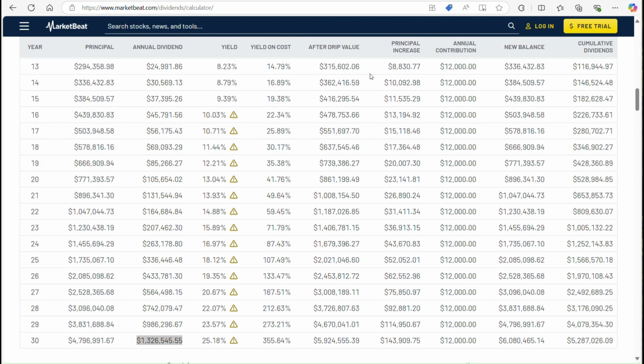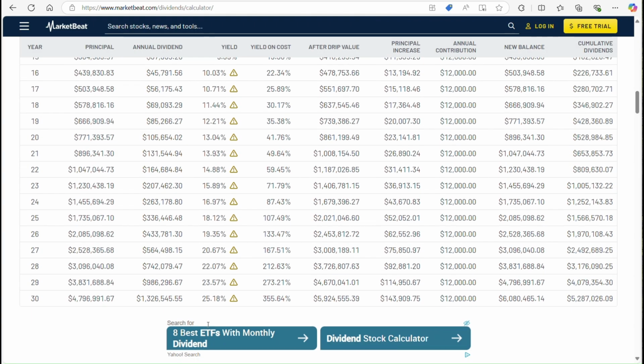So in 30 years, with our annual contribution being about $12,000, our annual dividend income will be well over $1.3 million per year. I think that's just an insane number. I mean, that's amazing. $25,000 initial start, $1,000 a month for 30 years has turned into well over $6 million, making you $1.3 million per year.